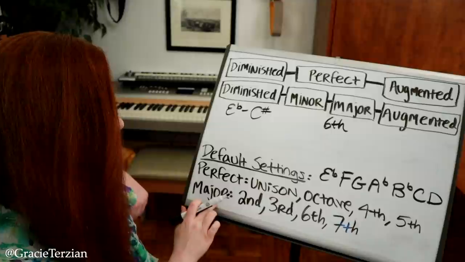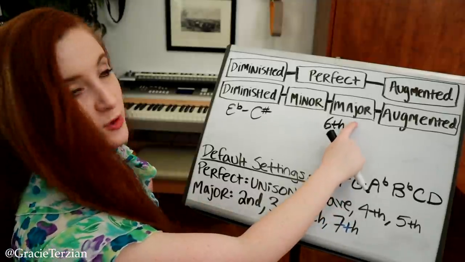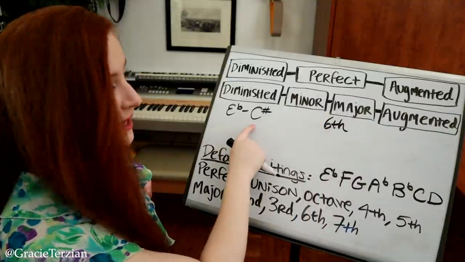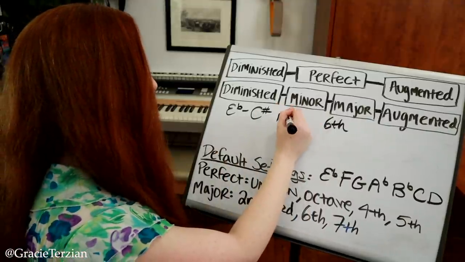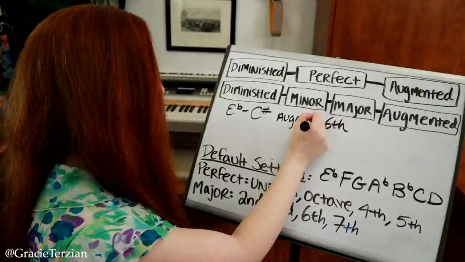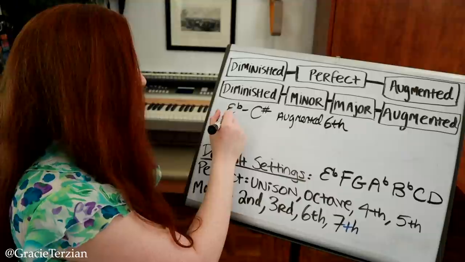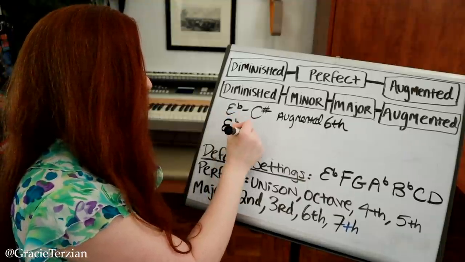So we're gonna find that word major, here's major, and to move up a half step, we're gonna get to the word augmented. Therefore, E flat to C sharp is an augmented sixth. Cool? Okay, how about from E flat to D flat?